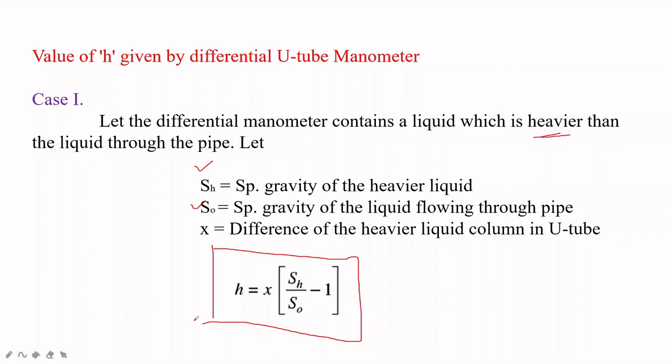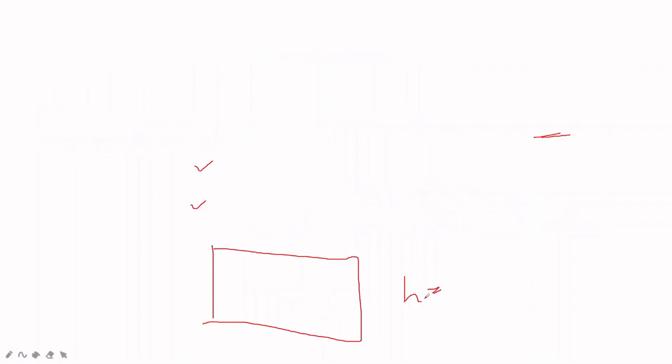Okay, we have to recollect it. So H is equal to what? Whenever the liquid contained in the differential manometer is heavier than the liquid flowing through the pipe, then we have to use the formula H is equal to X into (SH divided by S0 minus 1). So once we find the H value, we can go to the values.